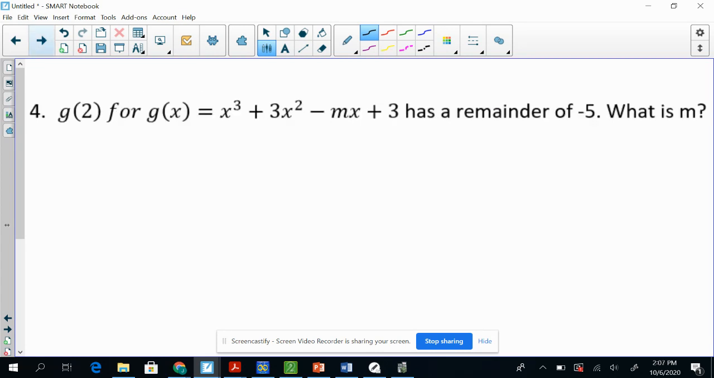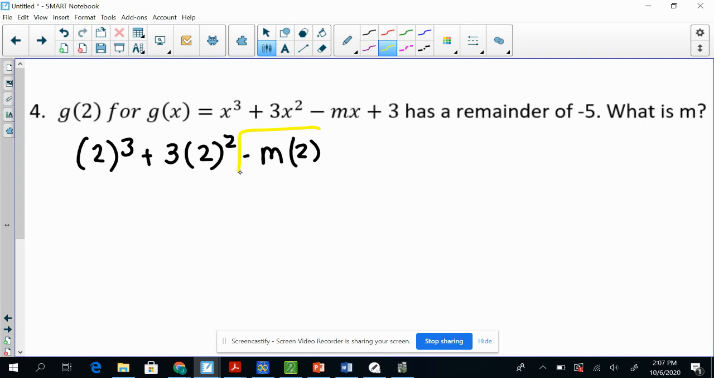Alright, so here's my work. We're going to plug in a 2 in the place of all of these. So 2 to the third power plus 3 times 2 squared minus m times 2. So this again is our target to get by itself. Plus 3. And the remainder is negative 5, so it's going to be equal to negative 5. Pause the screen, pick up your calculators, plug it in, and make sure you're not making mistakes. You and your calculator have to get on the same page.